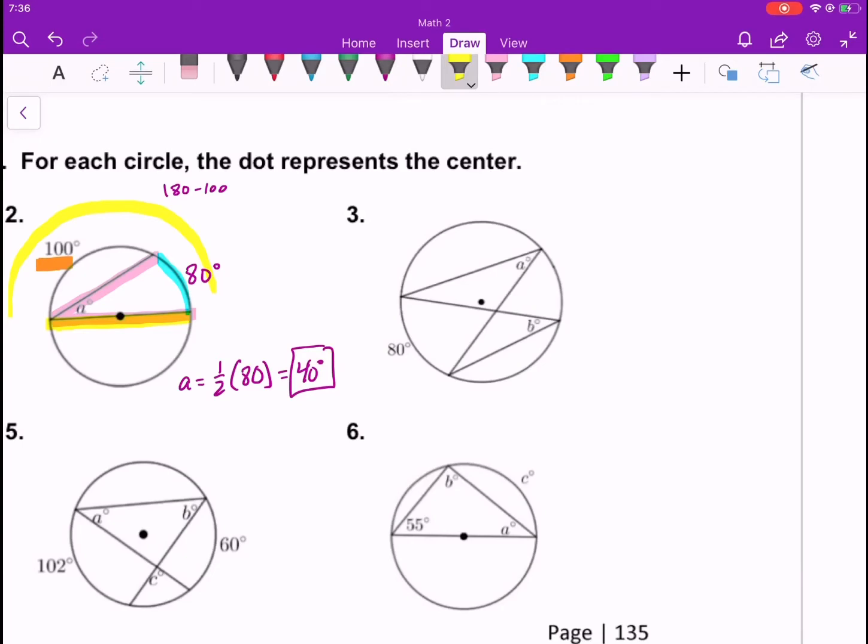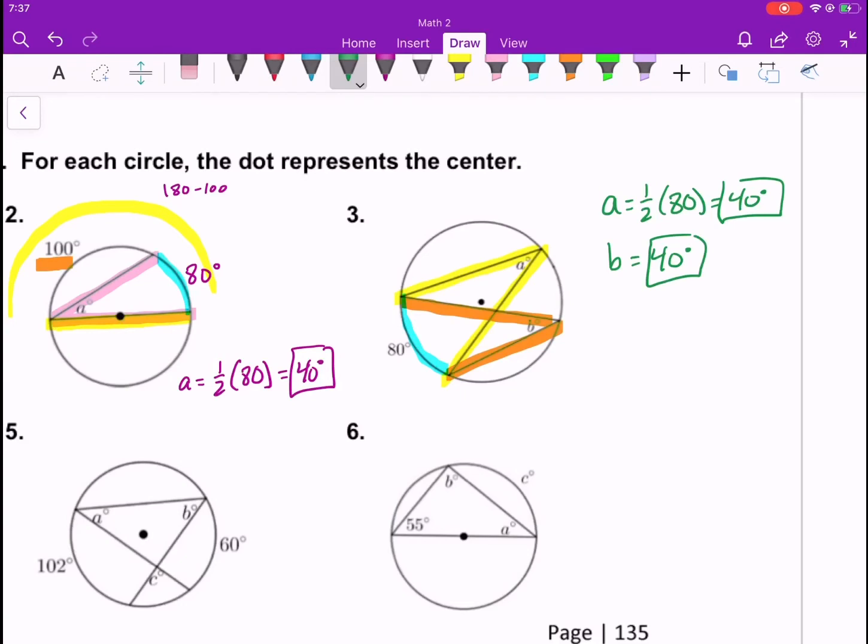All right, let's do number 3. Now there are 2 inscribed angles. There's this one right here with the A degrees. And notice that the intercepted arc is 80 degrees. So A should be 1/2 of 80 degrees, which is 40 degrees. And then angle B is right here. Notice how the intercepted arc is exactly the same, meaning B should be exactly the same, and it should be 40 degrees as well.